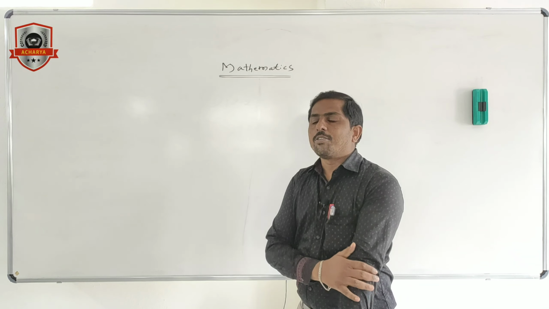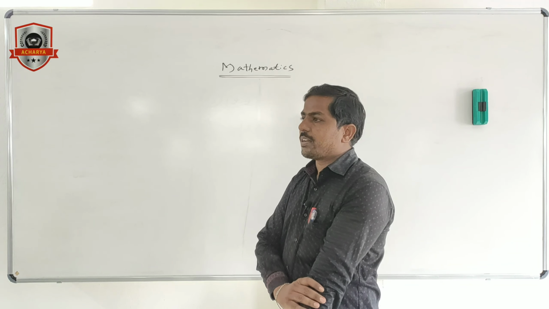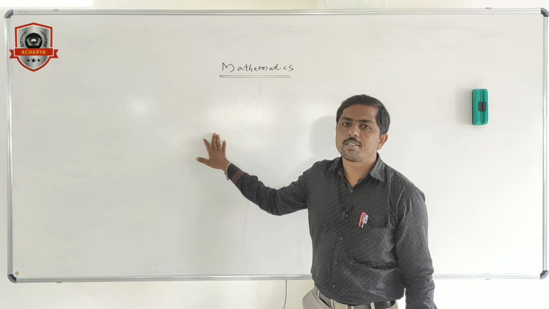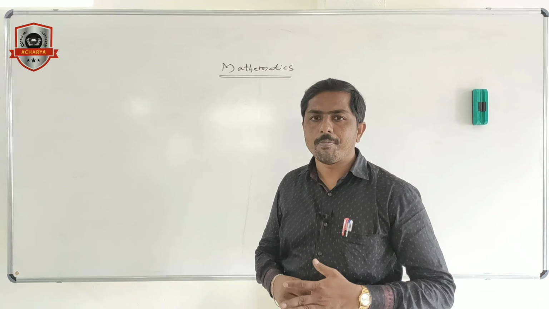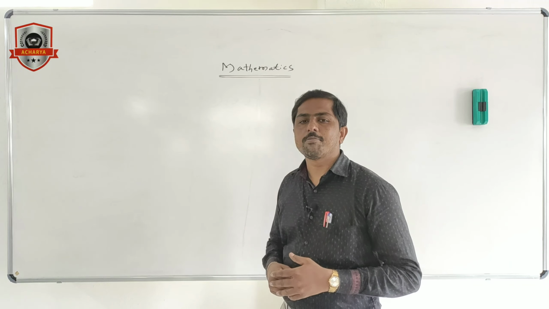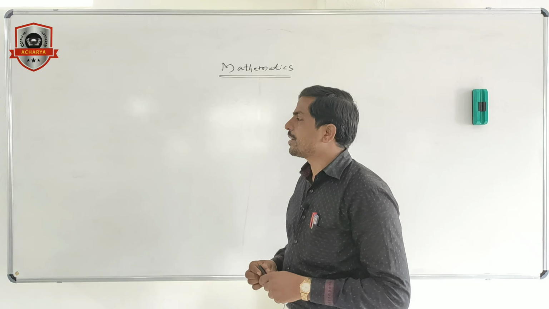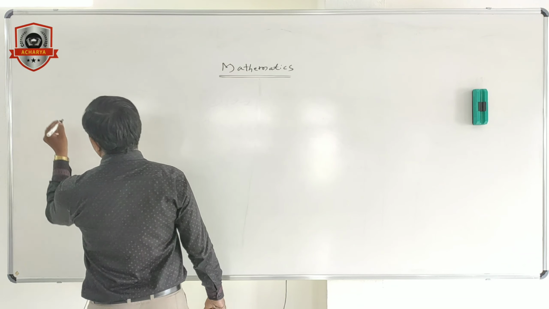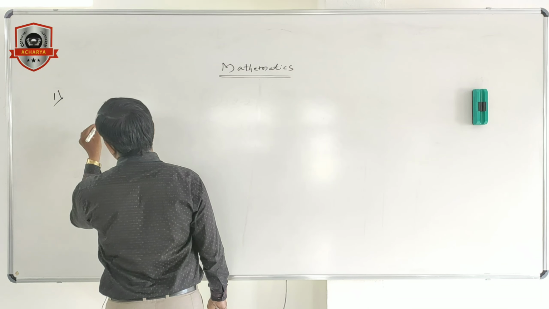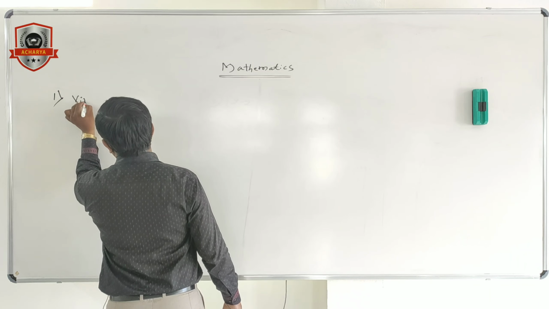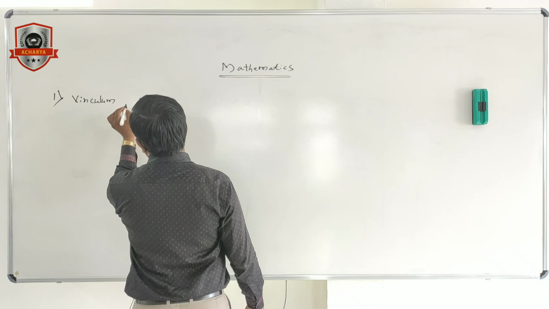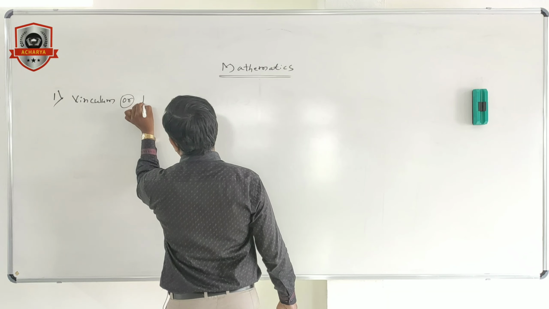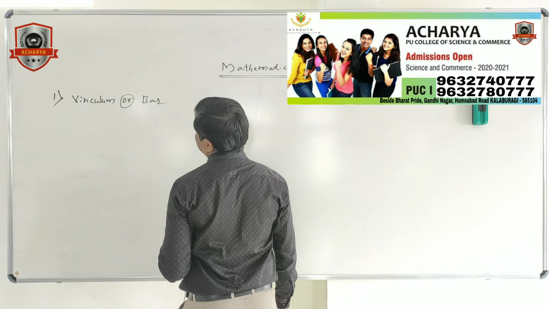Last class I discussed the number system. Today we are discussing brackets. In mathematics, there are various types of brackets. Brackets are classified into four types, namely, first one, vinculum or bar.